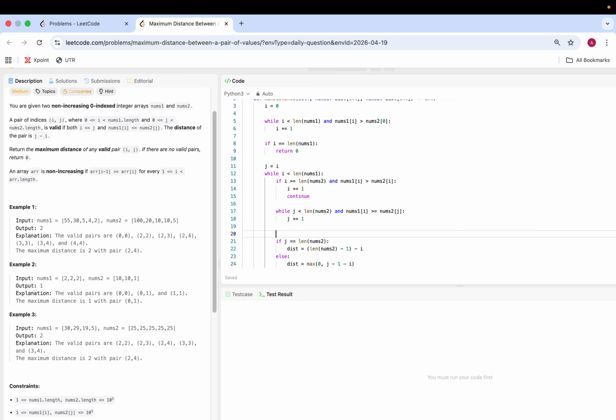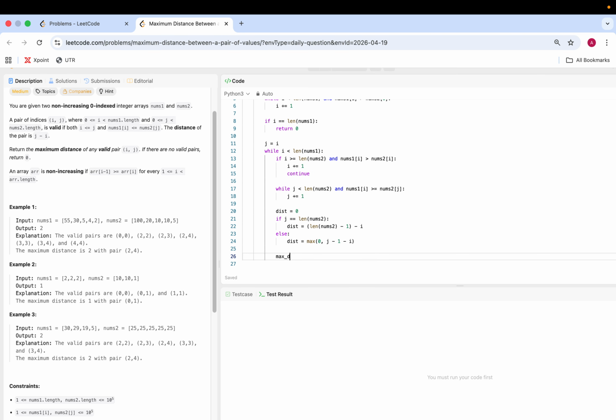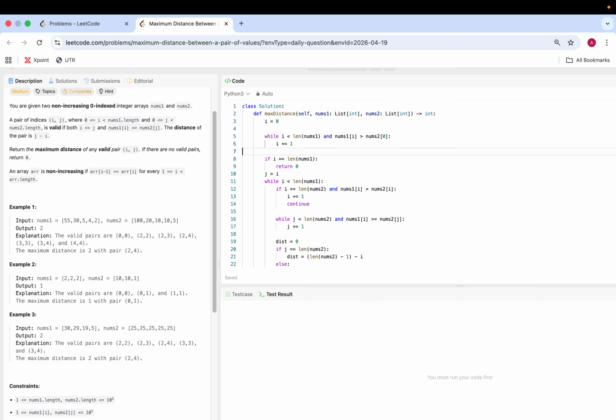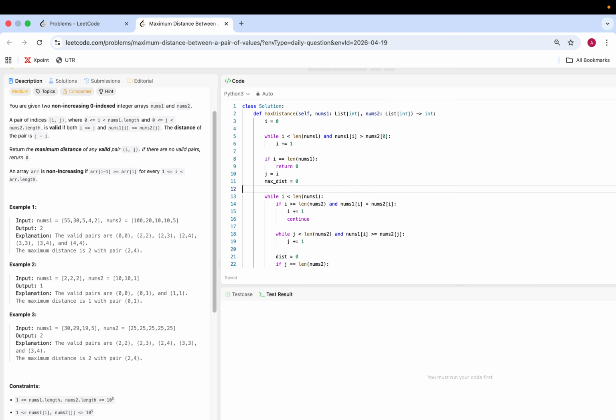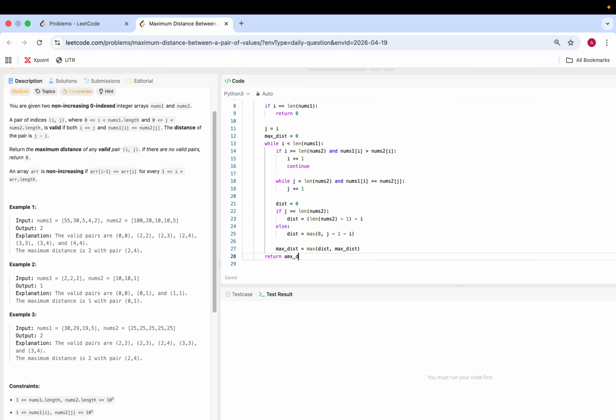And I should have a dist. And then max dist is equal to the maximum between the current dist value and the stored max dist value. And I will say max dist is equal to 0 or something. I hope this works. And then return max dist. I spelled that wrong. Very good.